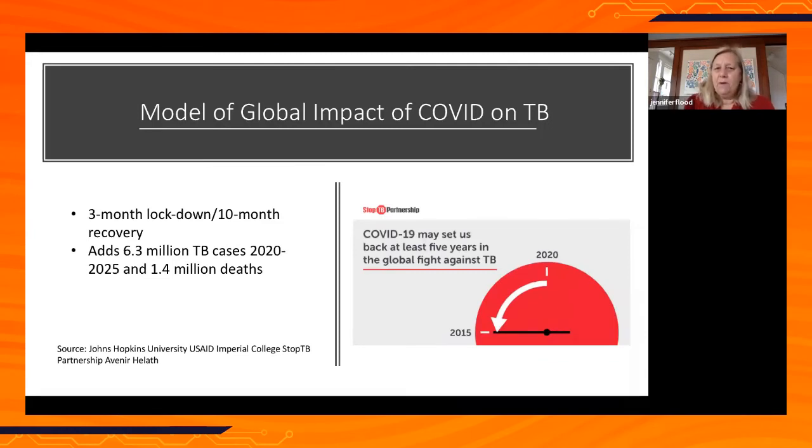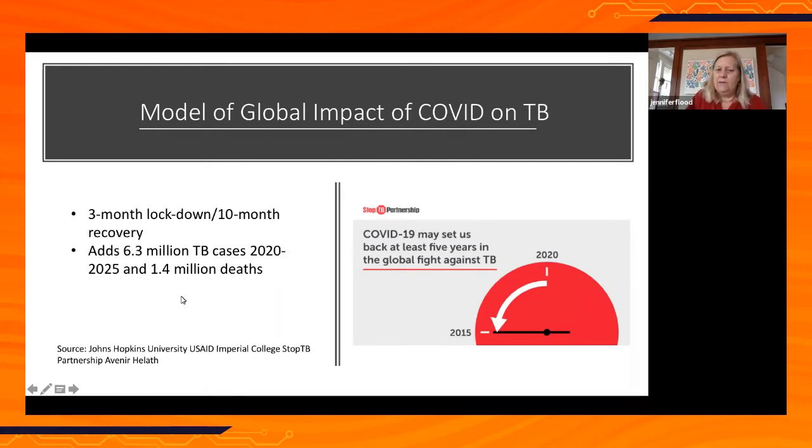Back to the slide on the model of global impact of COVID on TB. What are the impacts of having an extended period of isolation? The 3-month lockdown that occurred globally in many parts of the world showed that even after a 10-month recovery, modeling suggests that we add 6.3 million TB cases in the next 5 years and 1.4 million deaths.